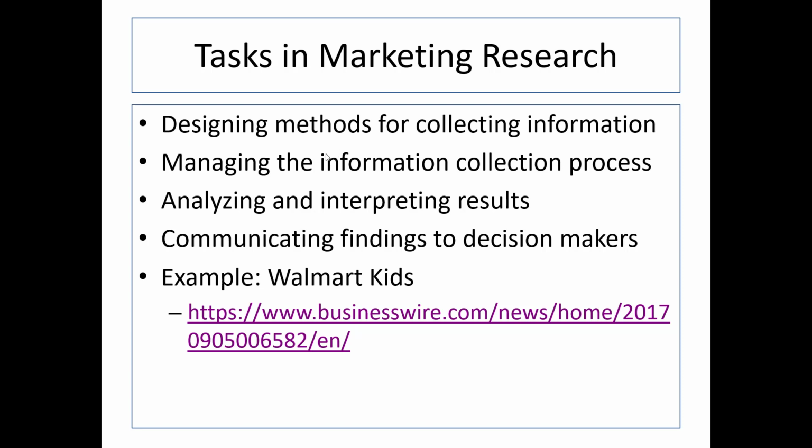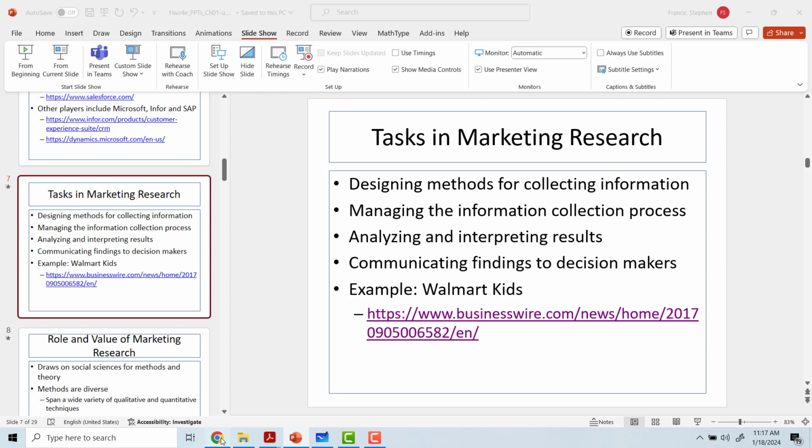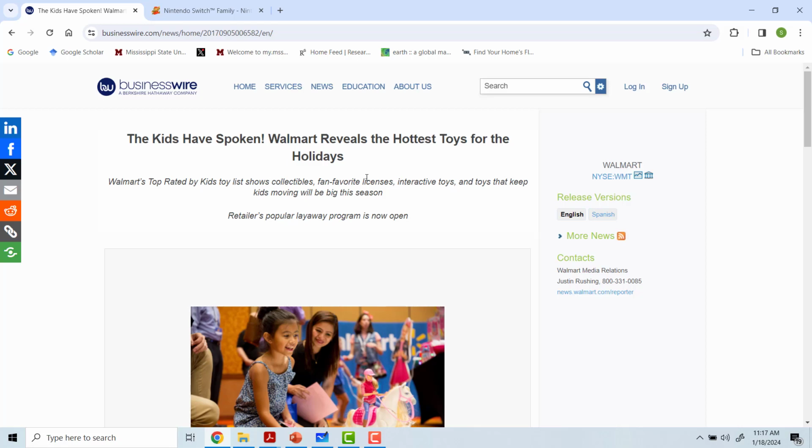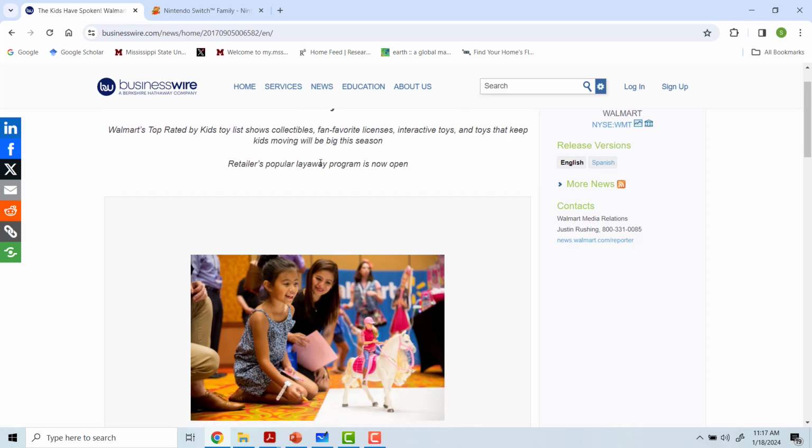So I've got a little example here that I'm going to use to motivate these tasks in marketing research. And this is Walmart Kids. Every year, merchandising decisions for the holiday season are pretty important for retailers. Around October, November, Walmart has to decide which toys they're going to be stocking for the holiday period. What they generally do is a consumer panel, but a really specific type of consumer panel, which involves lots and lots of kids.